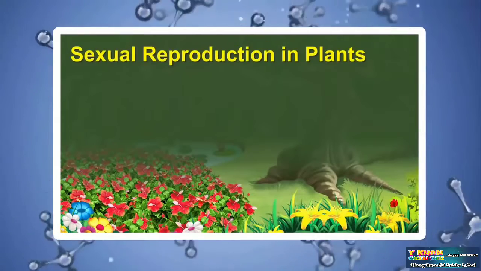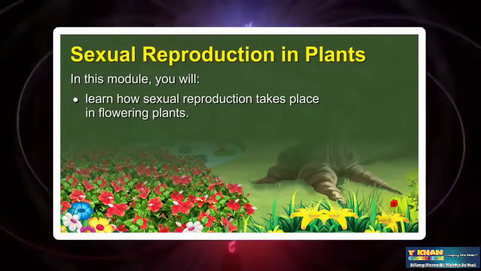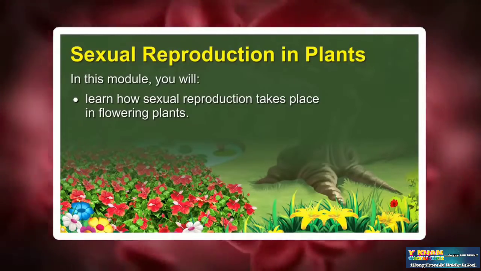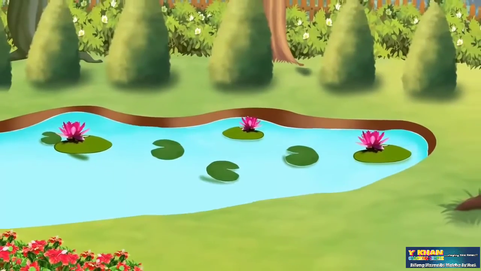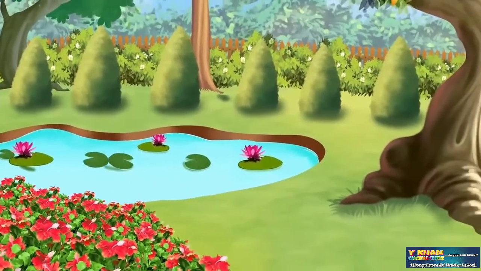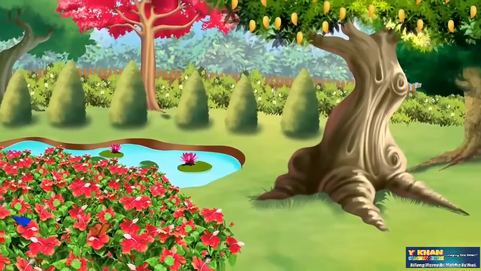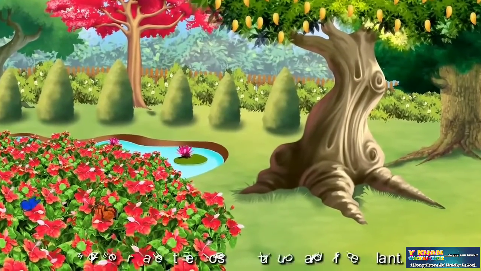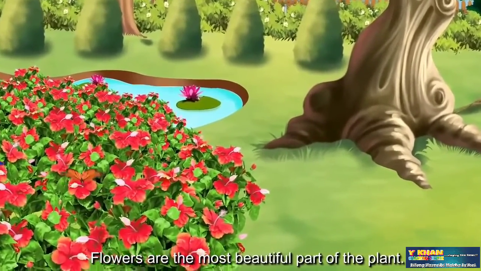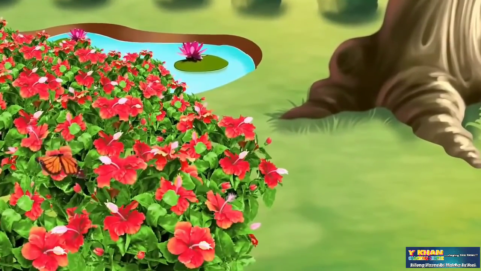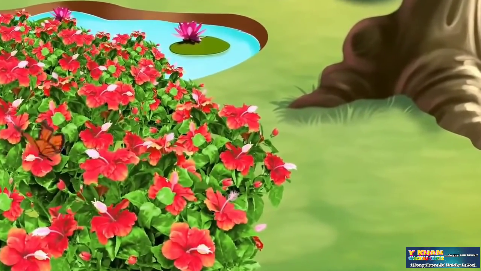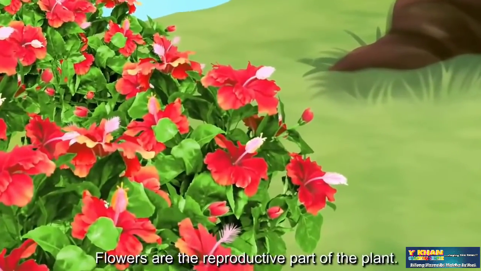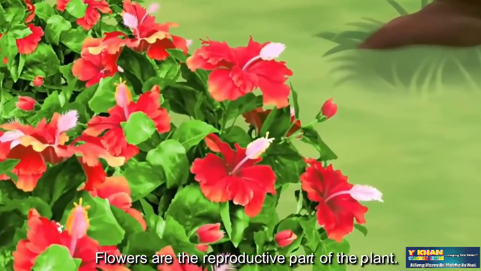Sexual reproduction in plants. In this module, you will learn how sexual reproduction takes place in flowering plants. It is spring season. Flowers are blooming on the trees. It is indeed a beautiful sight. Flowers attract all of us. They are the most beautiful part of the plant, isn't it? You already know that flowers are not present only to add beauty to the plant. They are in fact the reproductive part of the plant.